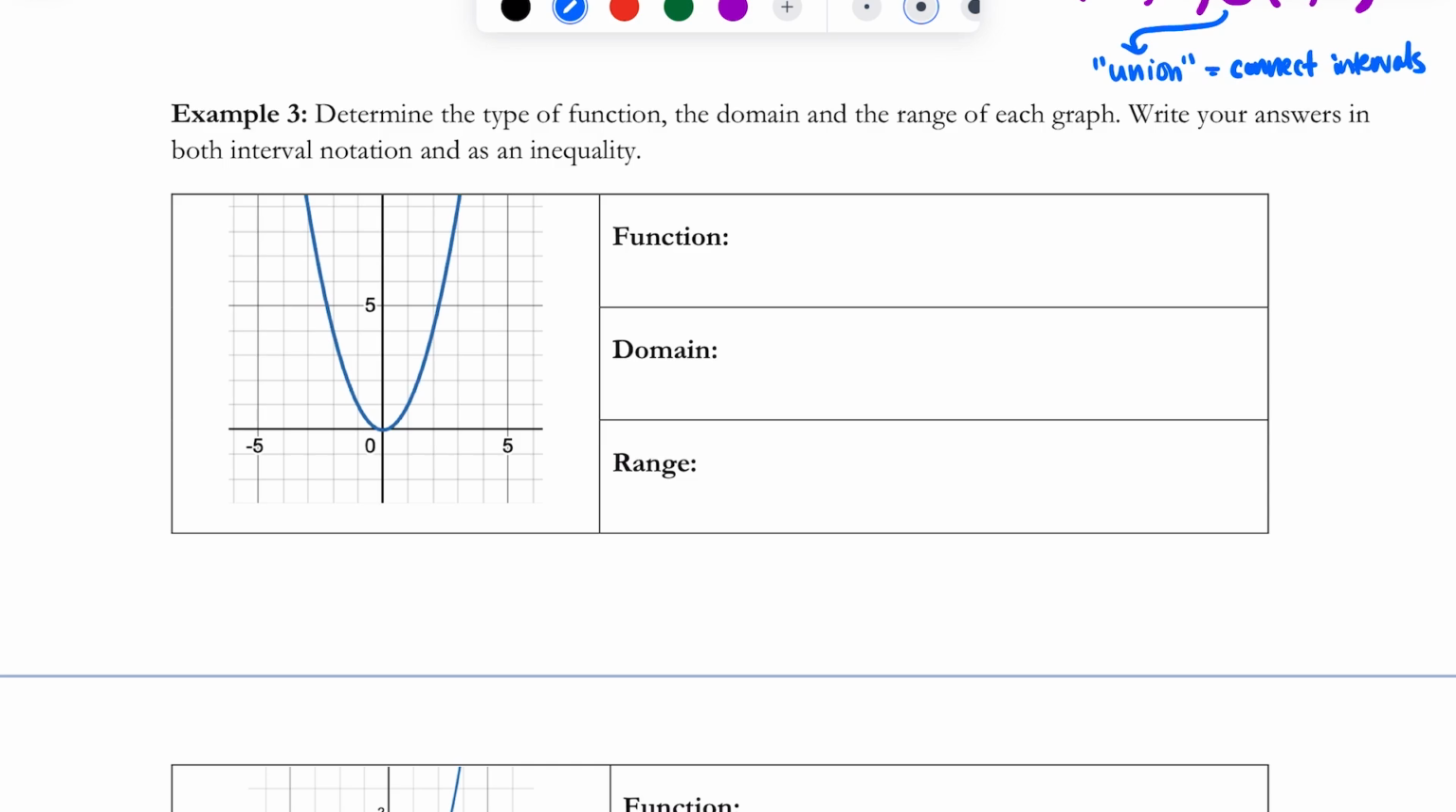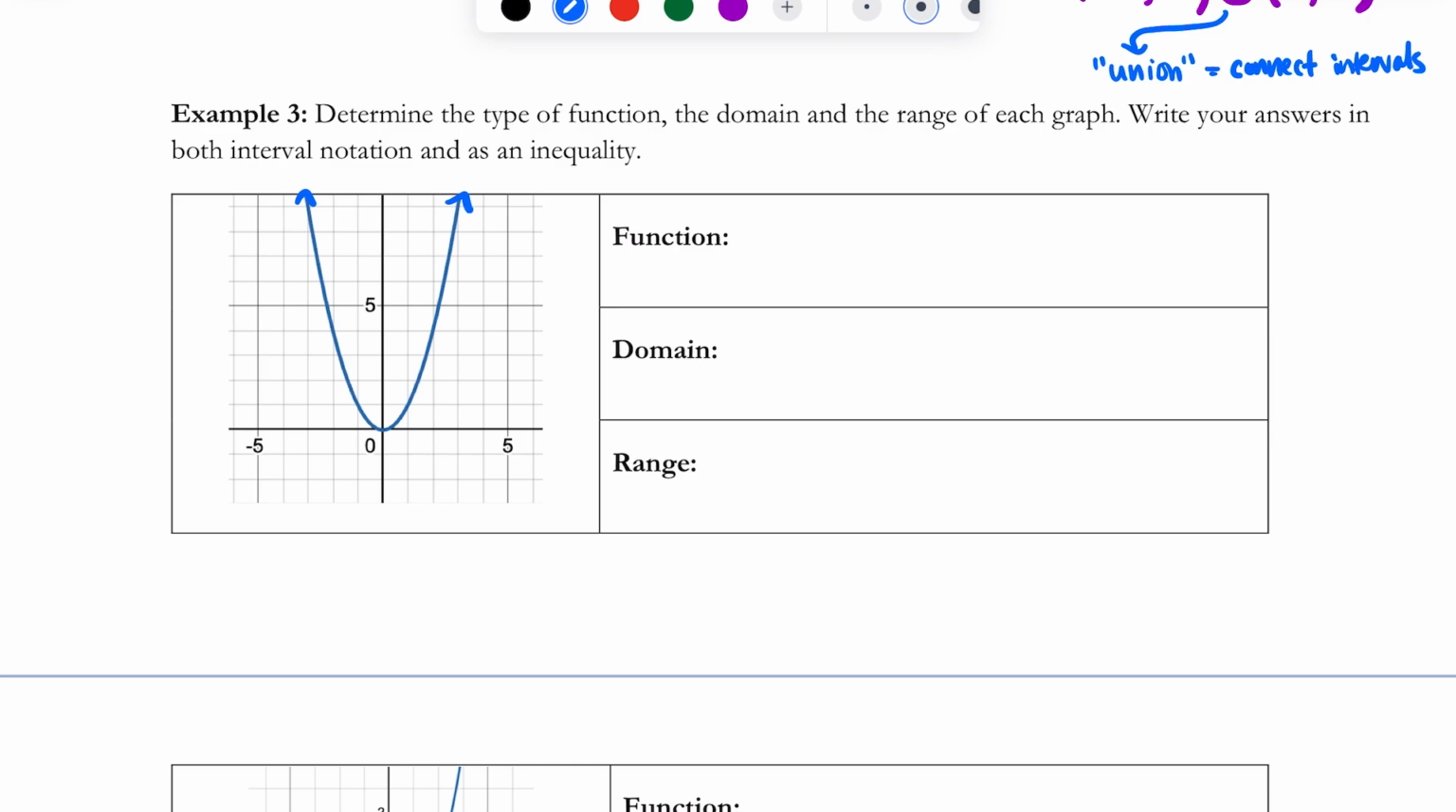So in the example here, we're just going to start with determining the type of function, the domain and range of each graph, and then we're going to write our answers in both interval notation and as an inequality, so we can practice those both. Now, this first graph here should look pretty familiar. I'm going to go ahead and add some arrows here so we know that it's going to continue up. If it does not have a point there, we're always going to assume that if it goes off the graph, it has arrows. So please go ahead and always draw those in.